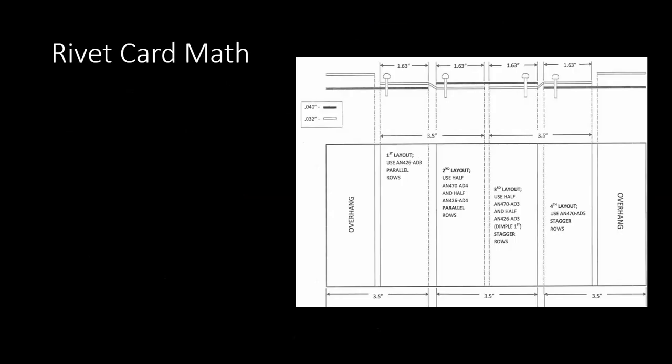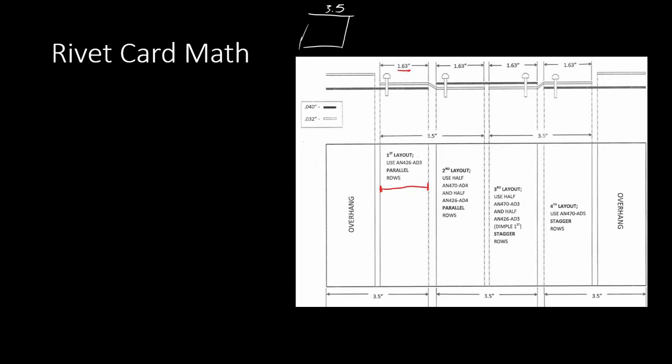So you guys are going to be doing the Rivet Card. You can see where it says 3.5. One piece of your metal is 3.5 wide. But that's not where your layouts are going. Your layout is from this edge to this edge, which if you look up here is 1.63 inches.